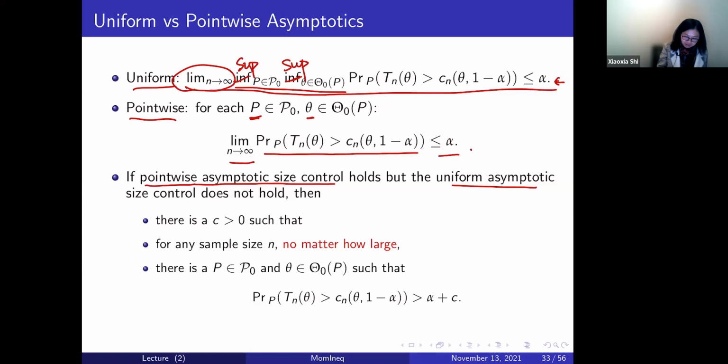Then that means the limit of this sup is not less than or equal to alpha. And mathematically, that's equivalent to saying there is a positive number C such that for any sample size n, no matter how large, there exists a P and a theta such that the probability of rejection is bigger than alpha plus C. So if you have pointwise asymptotic size control, but fail the uniform asymptotic size control, then at any sample size, you can find a case that's consistent with your model assumptions, where the test rejects the null with probability strictly bigger than alpha. And that is a size distortion for the test.